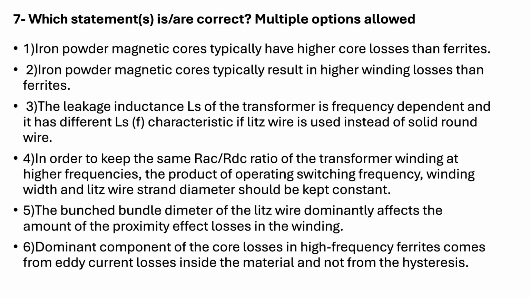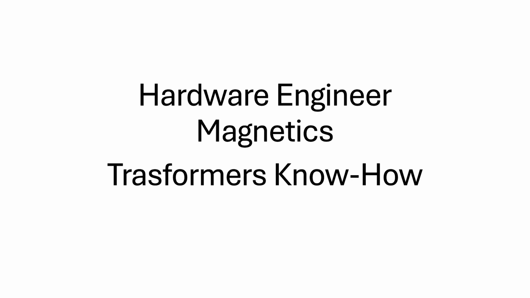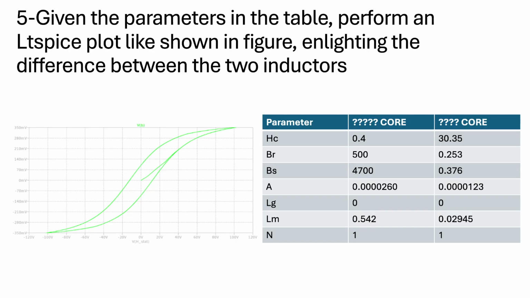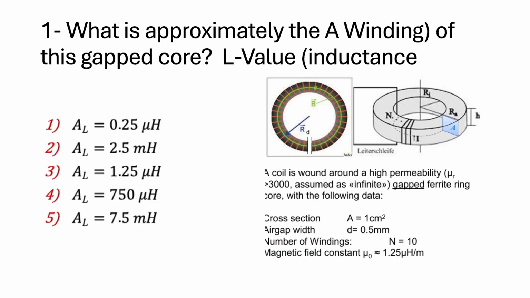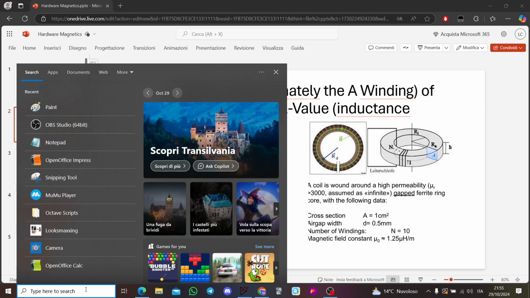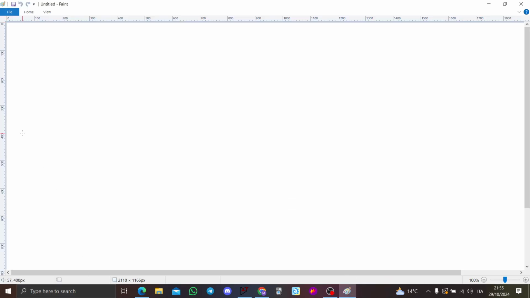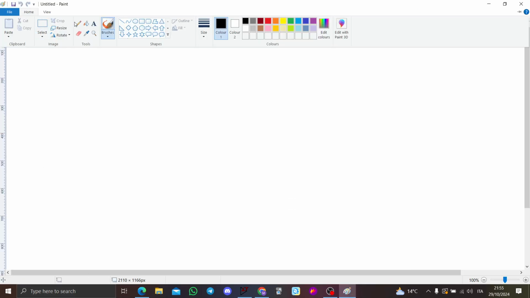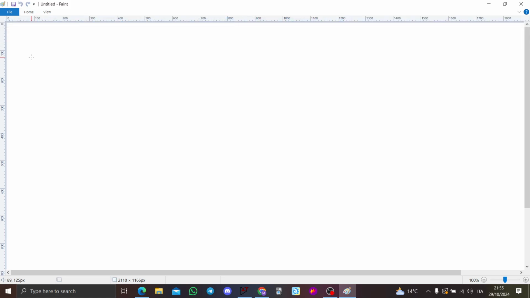So this interview is nightmare level, and they even continue with transformers know-how. They really want to know how much magnetic design you have done in your electronic career. And this is quite hard, so let's view them together. Okay, what is the approximate H of L value of this? We need to use Paint because I want you to explain the formulas. Let's start from the beginning.